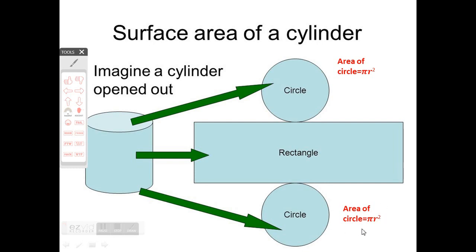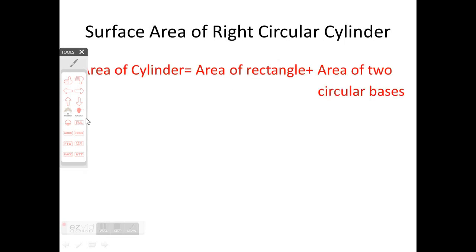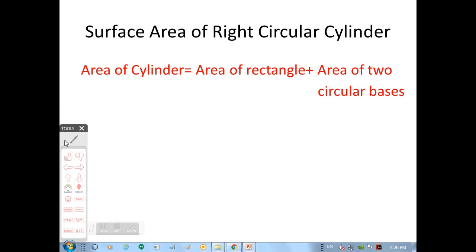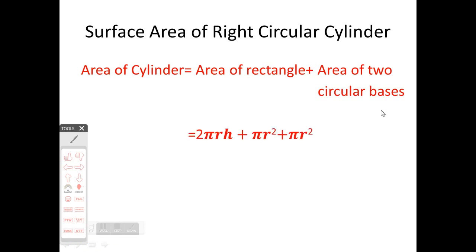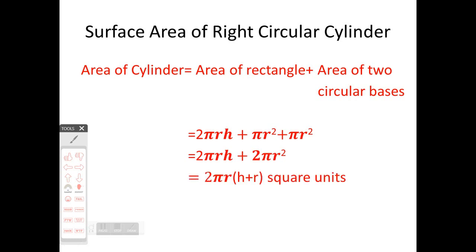Now we have to calculate the total surface area of a cylinder. To calculate the total surface area, we have to join all the three parts. That is, area of rectangle is equal to 2 pi r h, plus area of two circles, pi r square plus pi r square. By adding, 2 pi r h plus 2 pi r square, again take common 2 pi r, and within the bracket h plus r, square units.